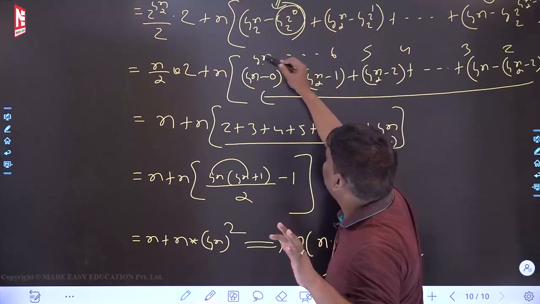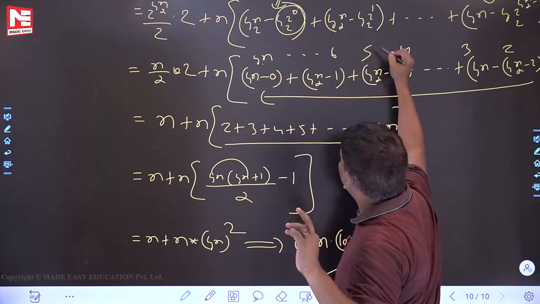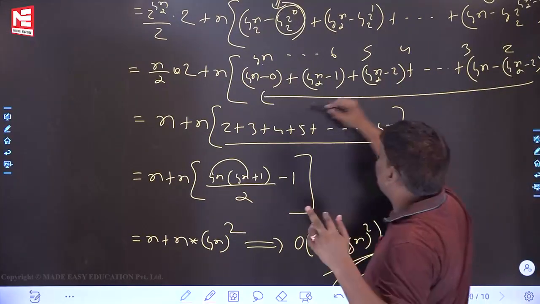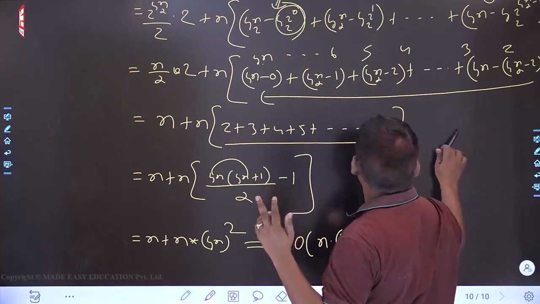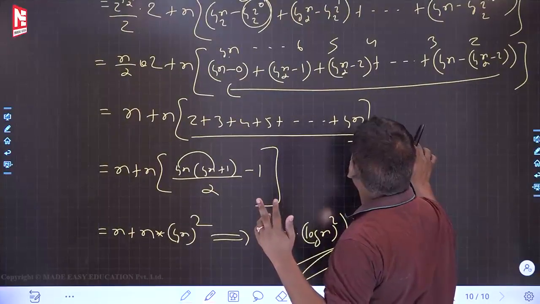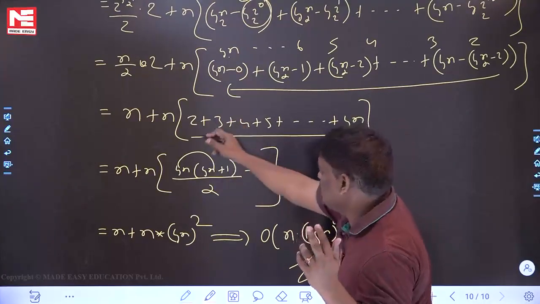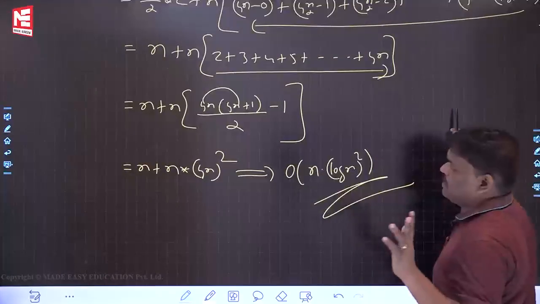Suppose it is 100, 99, 98, 97, 96 and so on, down to 2. In reverse order, if you see 2, 3, 4 and so on up to log n, reverse order I have written. So this is the sum of the first log n natural numbers, but 1 is less, so minus 1. This is the answer.